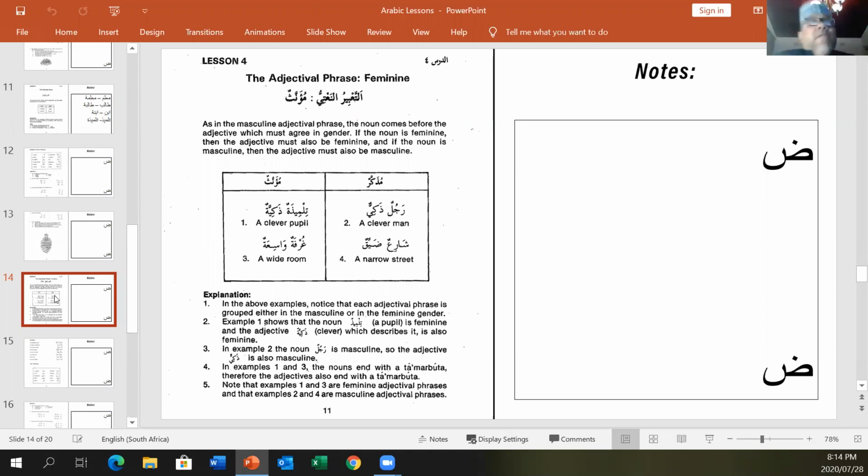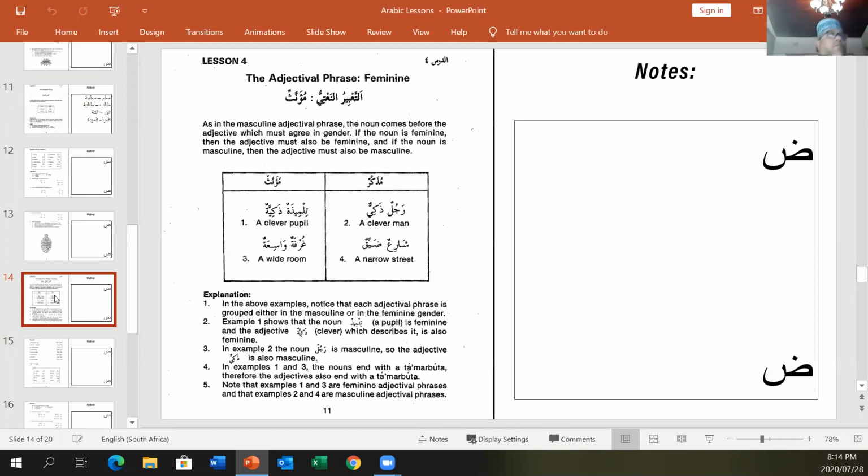So inshallah, let's read through there. Obviously mu'annath is the Arabic word when we refer to feminine, and obviously mudhakkar is for masculine.